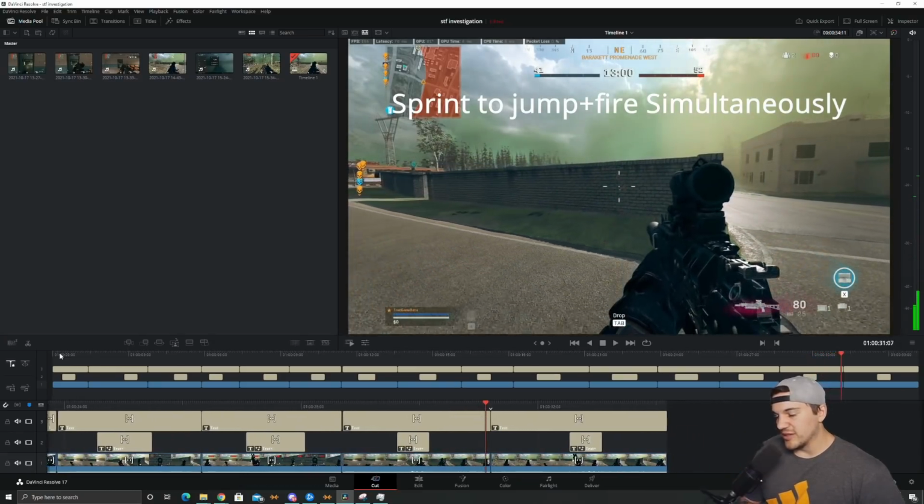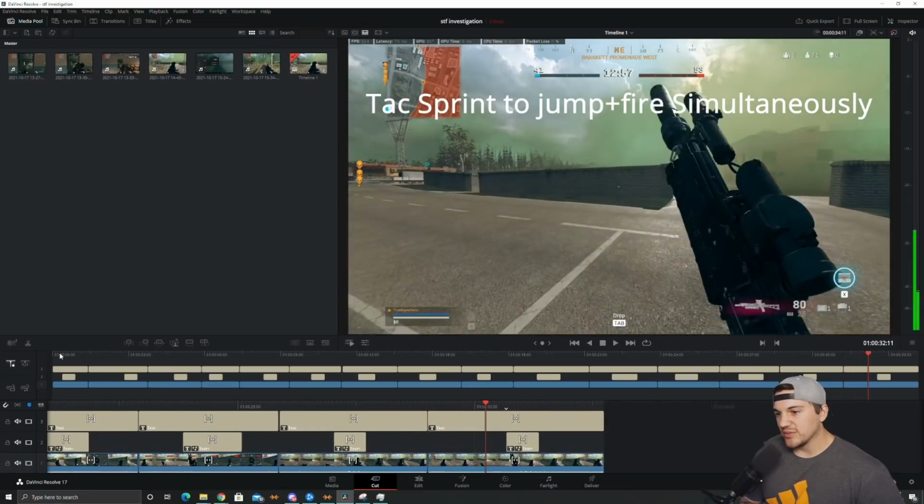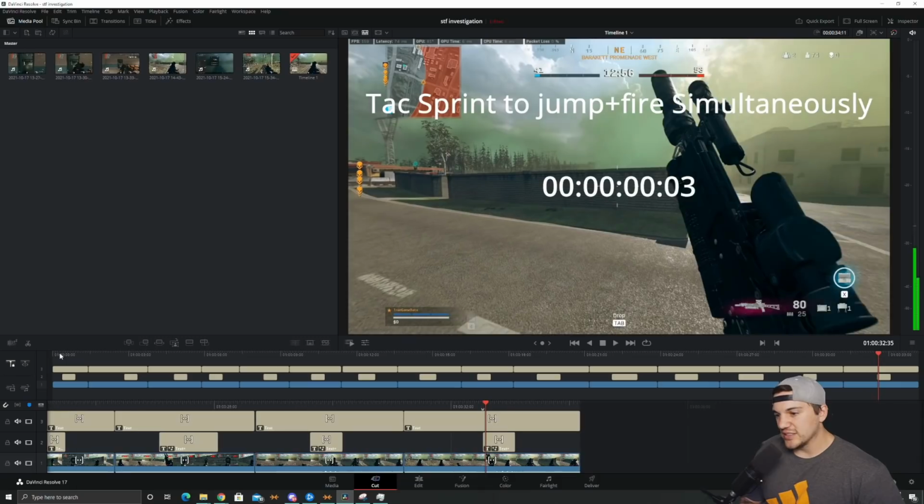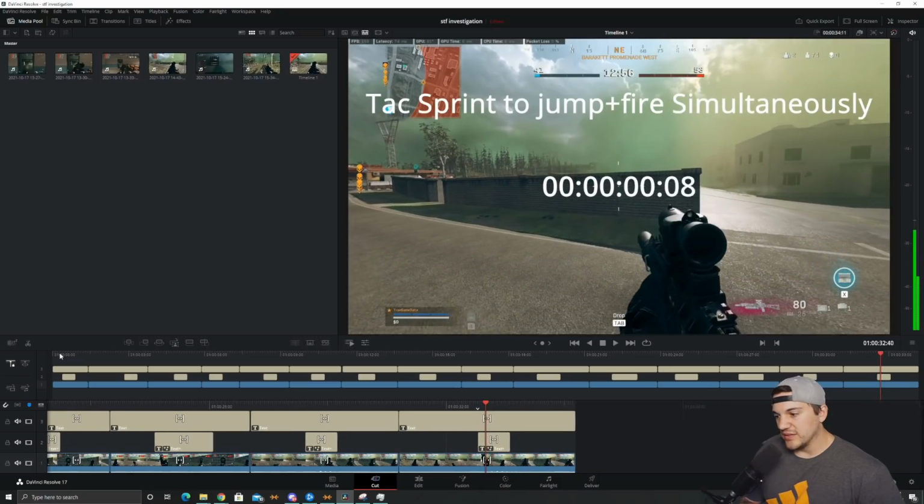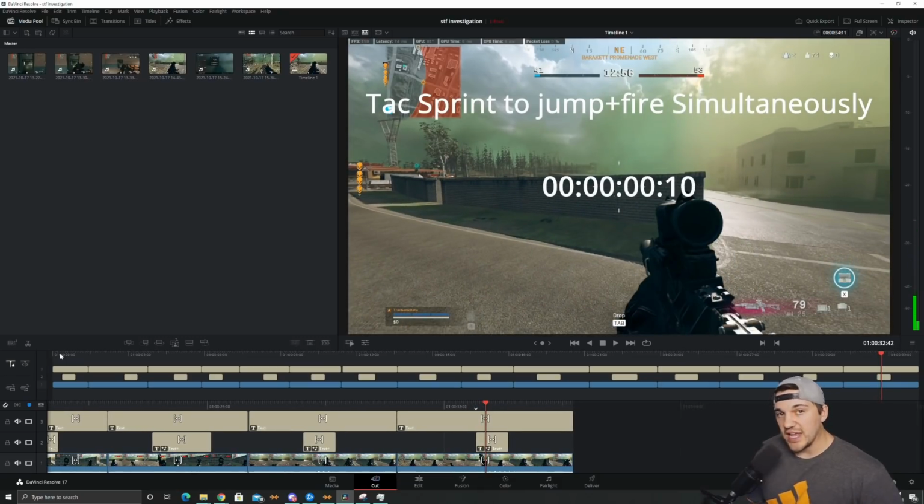Then I did the same thing with Tac Sprint here. So Tac Sprint to jump simultaneously. First bullet is fired in frame 10, exactly like your Tac Sprint should be. So yeah, jumping just cancels your sprint, and that makes sense. It just starts the sprint to fire timer right then.